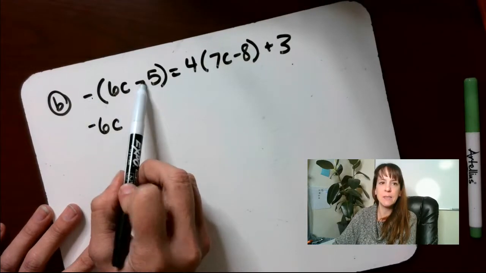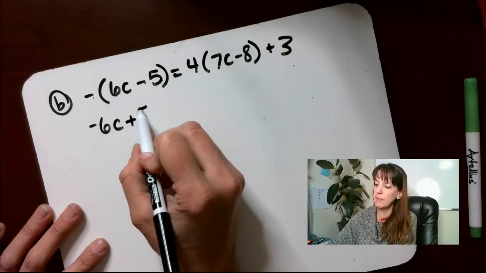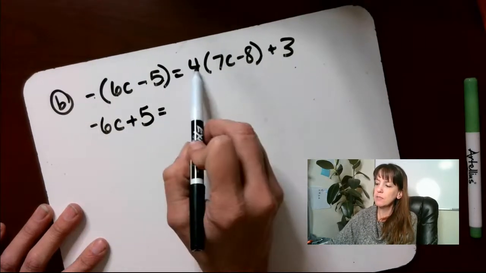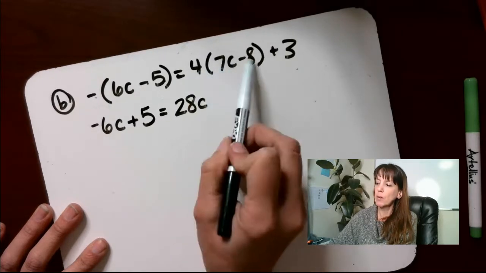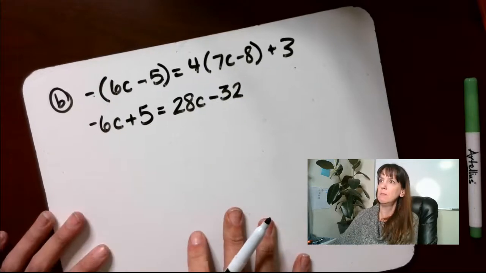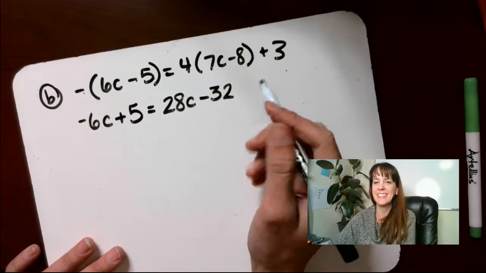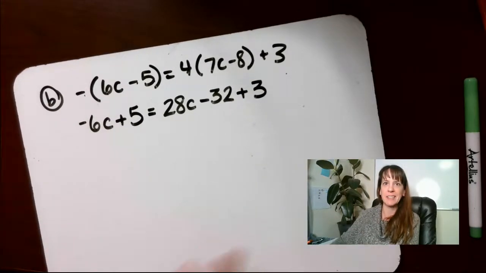Negative times a negative is going to be a positive. 1 times 5 is going to be 5. Equals 4 times 7 is 28C. 4 times 8 is going to be minus 32. Oh gosh, for a minute there, I just spaced out. Okay, plus 3. I'm always worried that I make a mistake on these.